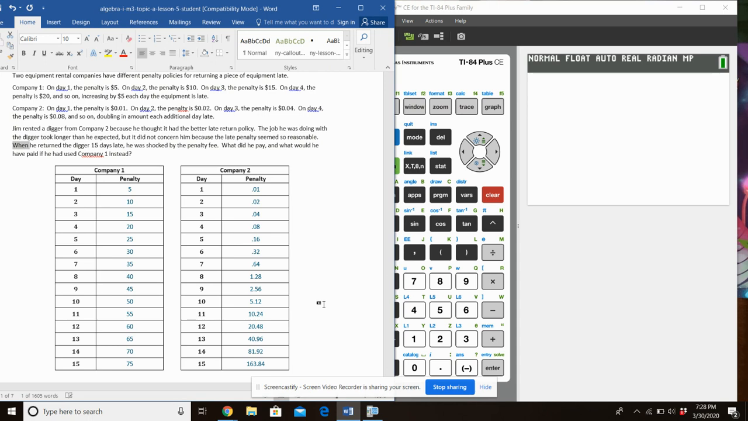I'm looking at letter C. How much would the late charge have been after 20 days under company number 2? Go ahead and pause me and get that figured out, please.